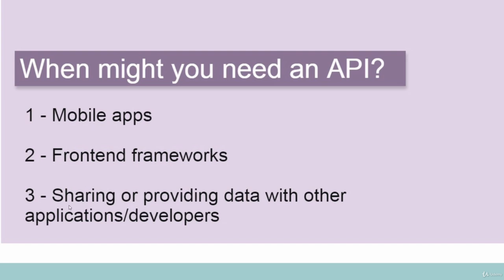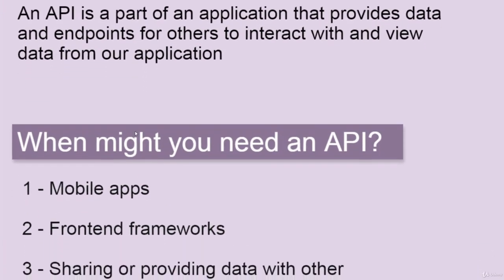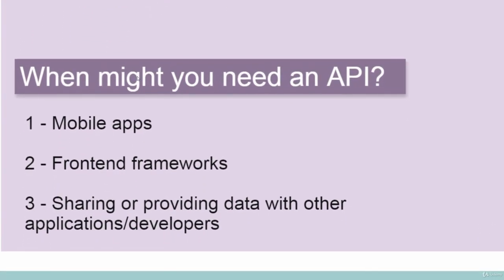Now, number 3, this is sharing and providing data. That's kind of like what I mentioned with our friend that wanted to use our data. Some other examples might be applications that you've already seen out there. So YouTube, they have an API. If you want to access some user data or subscriber accounts, you can access an API that YouTube provides publicly. And all this data is going to be in JSON format.